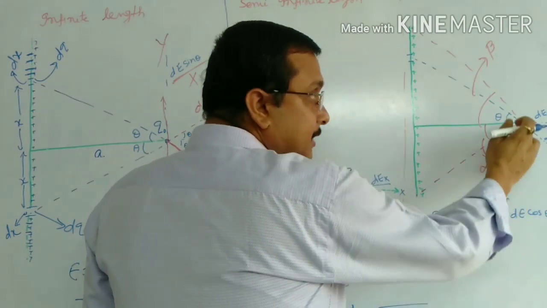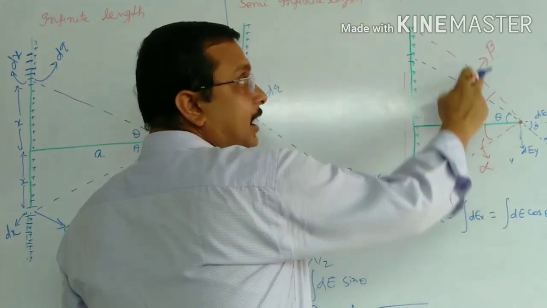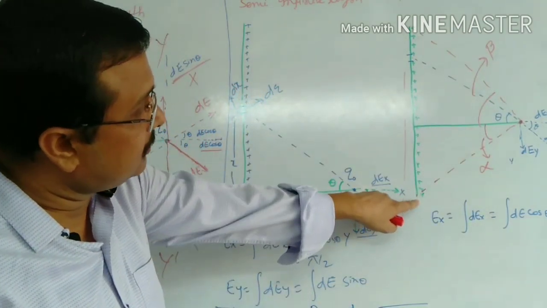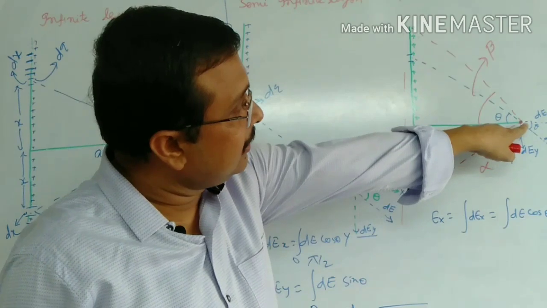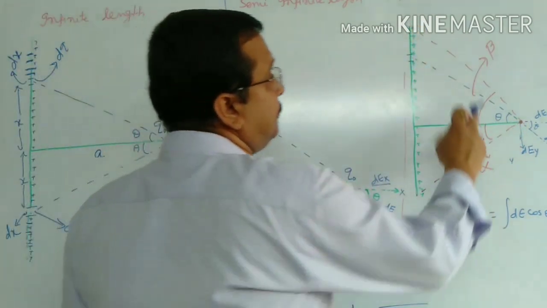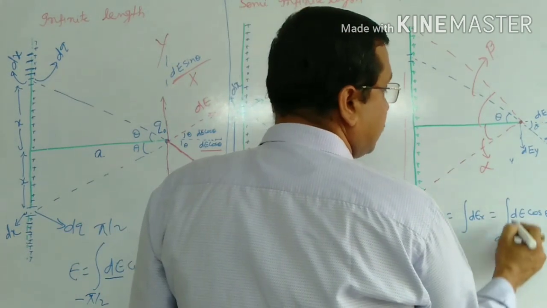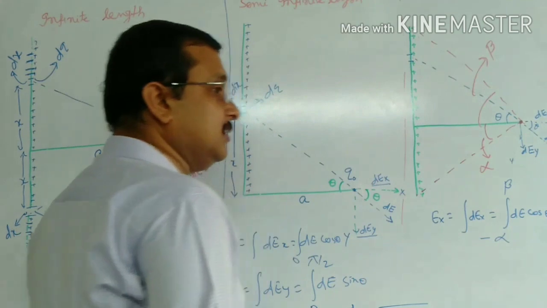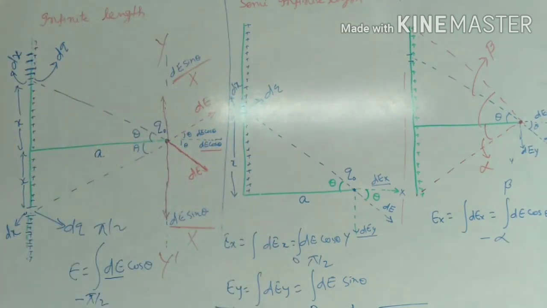Cos theta means this angle. What is this angle? Alpha. And what is this angle? Beta. That we have known, because the extremity, the last point, makes this angle alpha at this point, and the last point of this rod makes this angle beta at this point. So we can calculate from alpha to beta, and when we are using sign convention we shall take it as minus alpha to beta. That is fine.